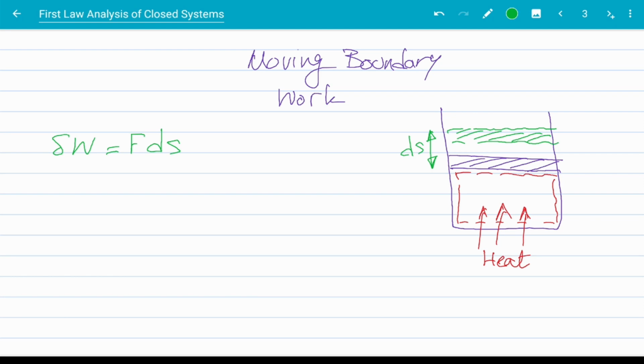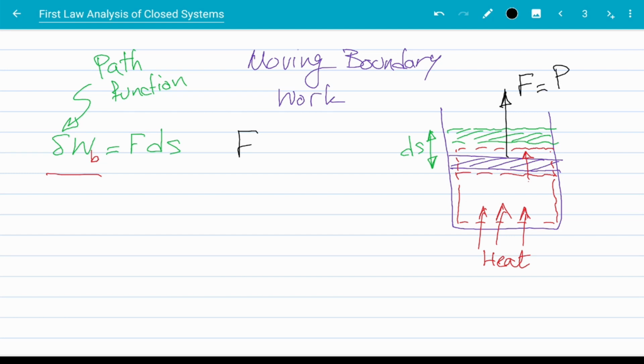I'm showing work with delta because we are talking about work, which is a path function. And I'm going to add a subscript b to W to indicate that this equation is for the boundary work, or the work that this moving boundary is doing. Our boundary was here, and then it moved up to there. The work that the boundary does is shown by delta W. We also note that the force acting on this piston, moving it upward, is actually the pressure inside the cylinder times cross-section area of the piston.